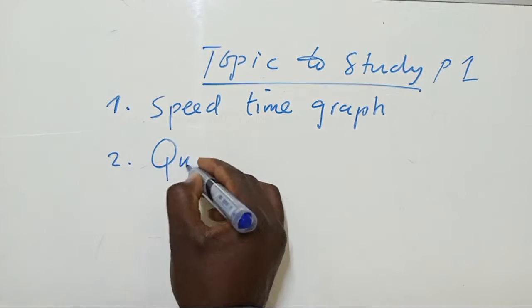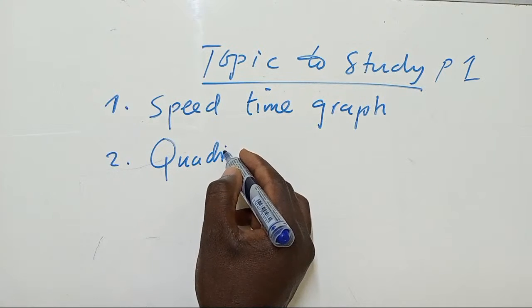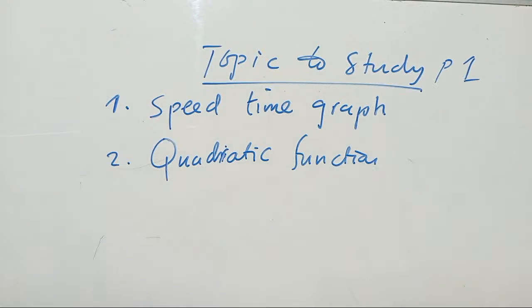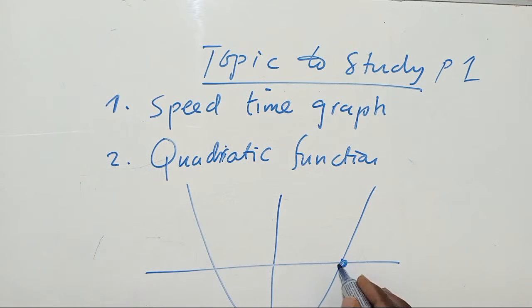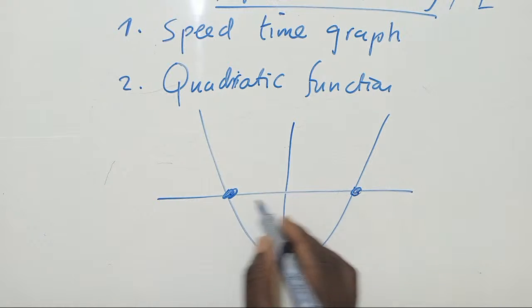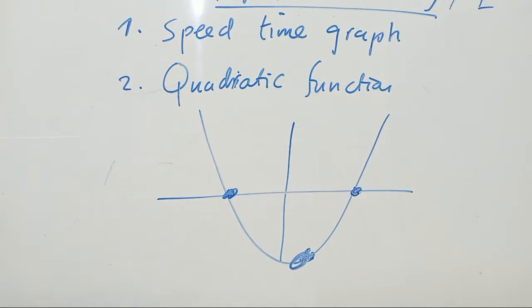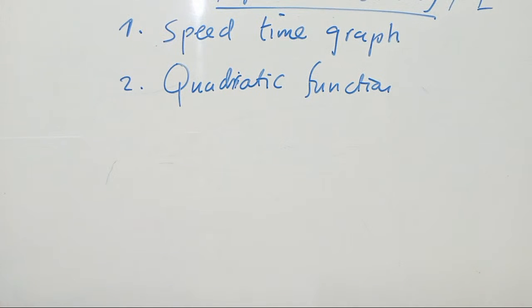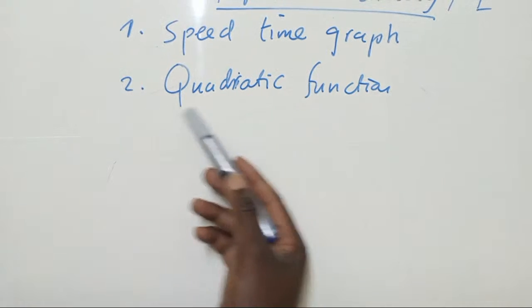The other thing is quadratic functions. You need to know the quadratic functions. That's where you find that they've given you maybe a graph like this. They want you to find the turning point, the x-intercept, things like that. Also, they may just give you the points and ask you to graph. So this is what you need to know on quadratic functions.